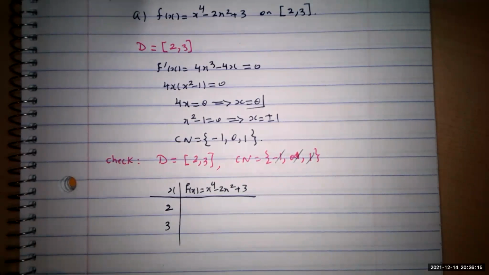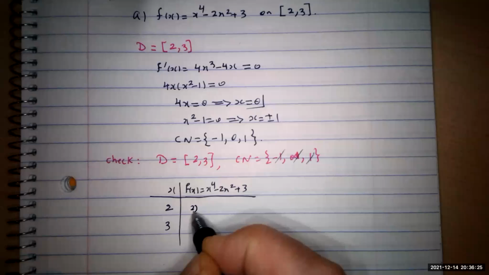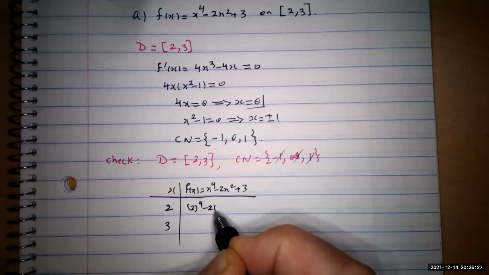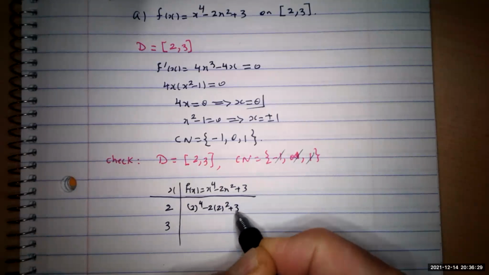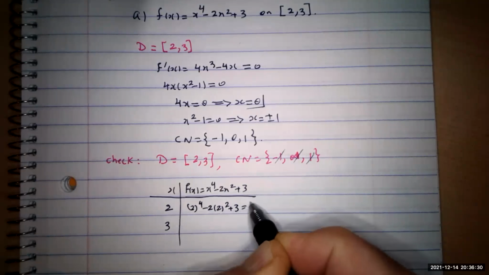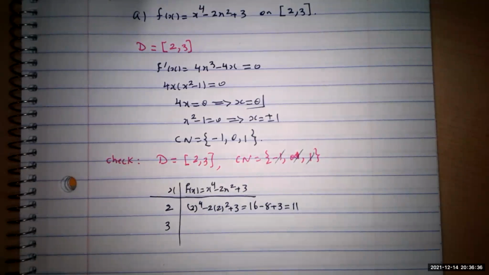Probably sometimes we just drop 1 or 2 of these, but this is a special problem that you just wanted to know. Okay, just evaluate and just compare them together. 2 to the 4th minus 2 squared plus 3. So that gives us 16 minus 8 plus 3, which is 11.